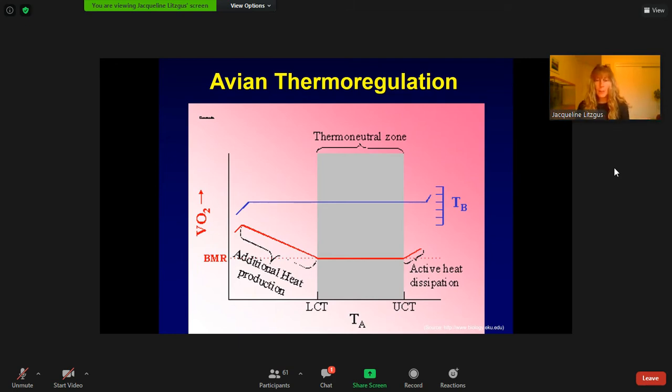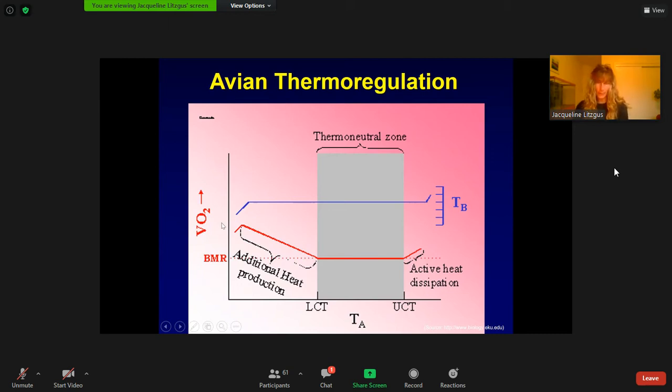Okay. So this graphic is showing the thermal neutral zone for birds as an example. So on the x-axis, we have the ambient temperature. So the A means ambient, so air temperature. On the y-axis, we have metabolic rate measured as the volume of oxygen consumption. So we're using respirometry in this example. So VO2 means oxygen consumption.